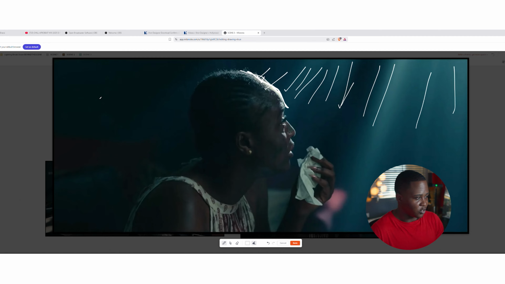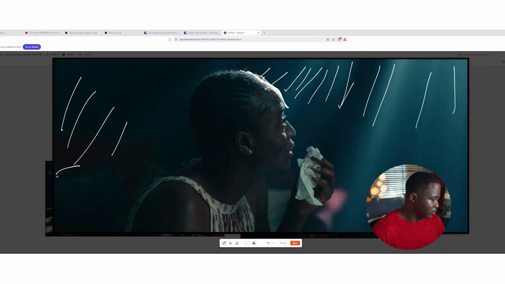Now the same issue I had with the other one, I've not seen any rays of light coming in hitting the back of here. I don't know why they did that. I would like to know why it happened the way it happened.